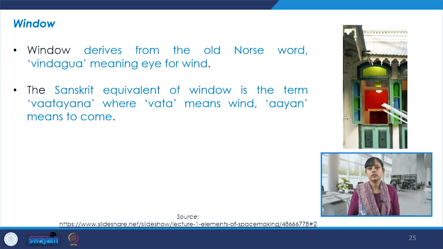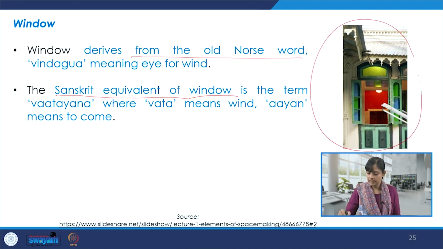Window is another, of course, interesting building element. It derives from the Old Norse word vindugya. It means eye for wind. There is also a Sanskrit equivalent of window. It is called Vatayan, where Vat means wind and Ayan means to come. This is one of the examples.